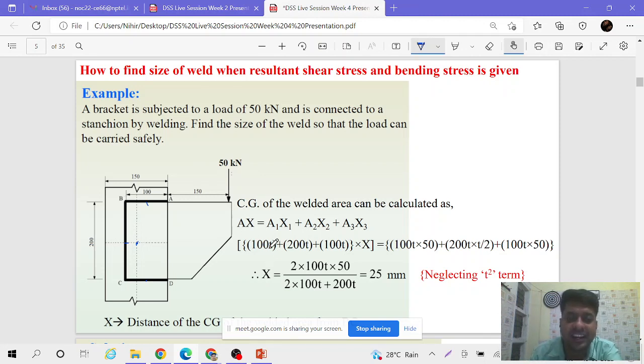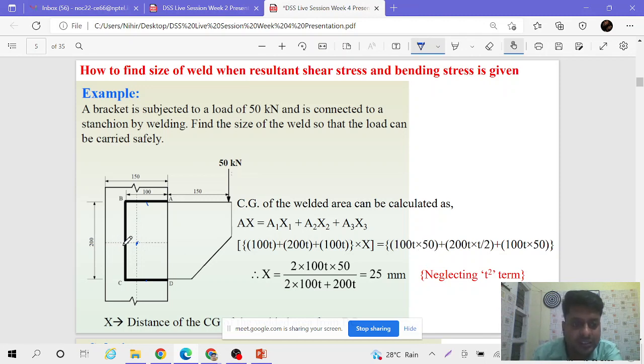So this length is 100 and the throat thickness is small t. Similarly here the length is 200 and the throat thickness is t. So the area of the plane along which failure will happen is equal to 200 t. Similarly for CD it is 100 t. On the right hand side you can see A1 x1. What is A1? A1 is the area of this portion of the weld, that is 100 into t, and its CG distance from this face is 50. So that is why 50, plus 200 into t.